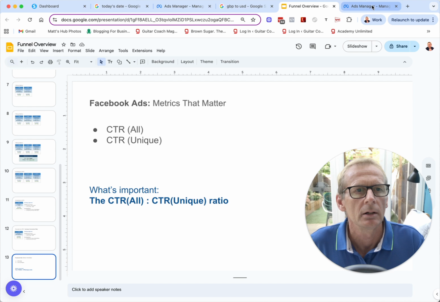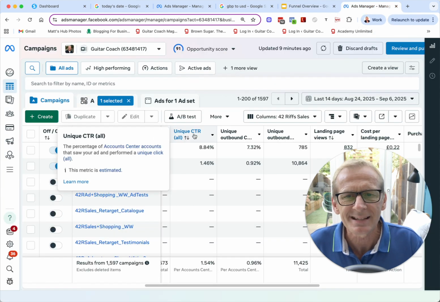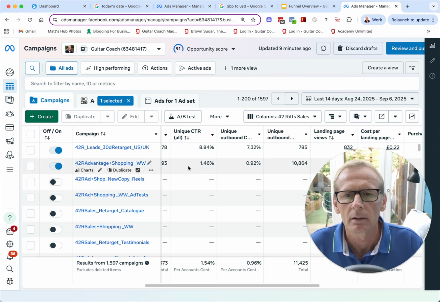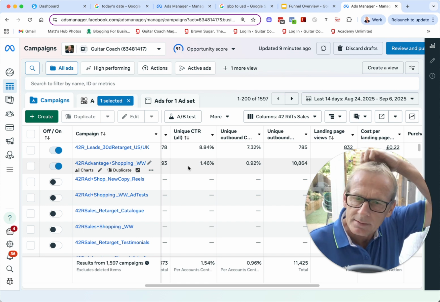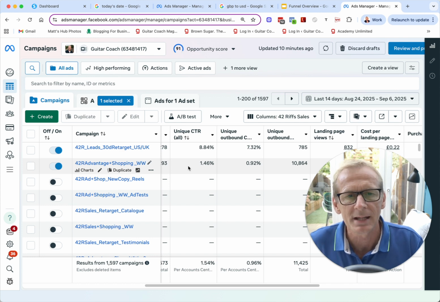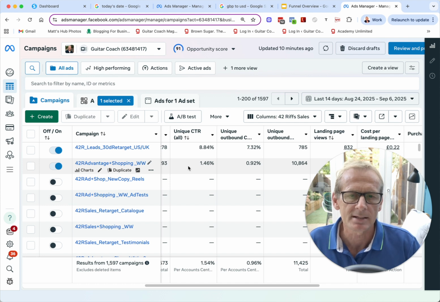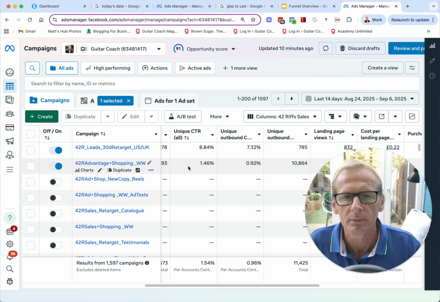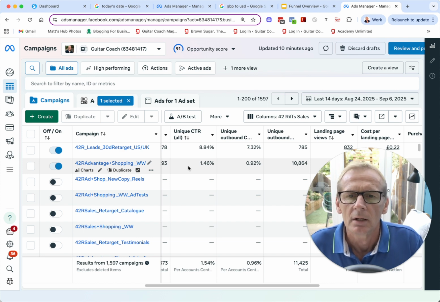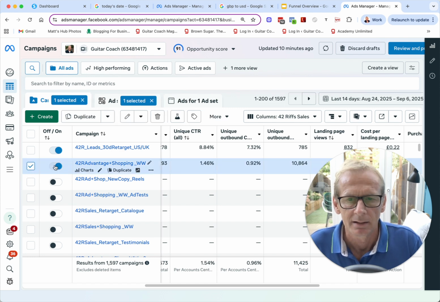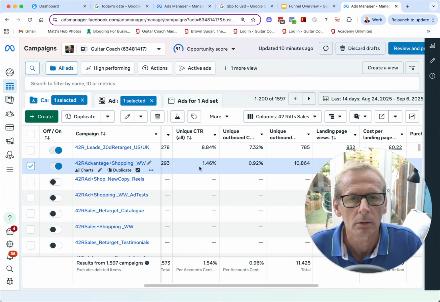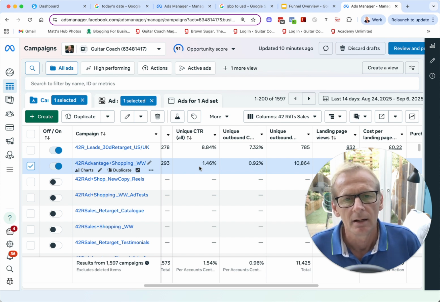So if we just have a look at my ads manager, these are the two campaigns that I'm running right now. I'll be going into more detail about the campaigns, the ads and the creatives as we move forward, but we're starting with the top level side of things. So let's start with this bottom one first. This is my main sales campaign, and you can see here we've got a unique CTR All. This is like our first engagement metric, at 1.46%.